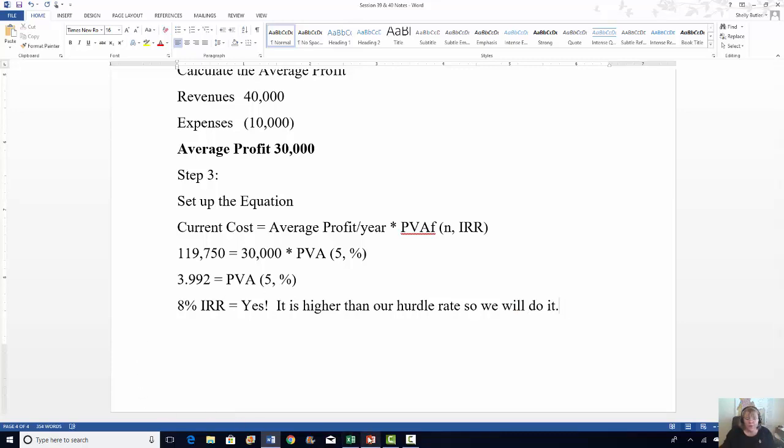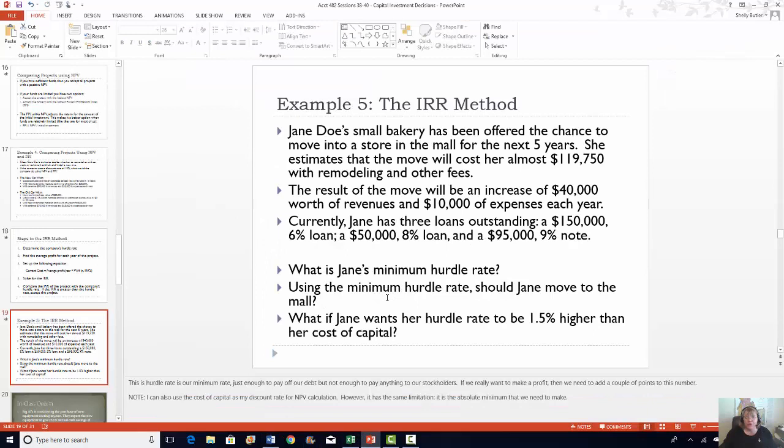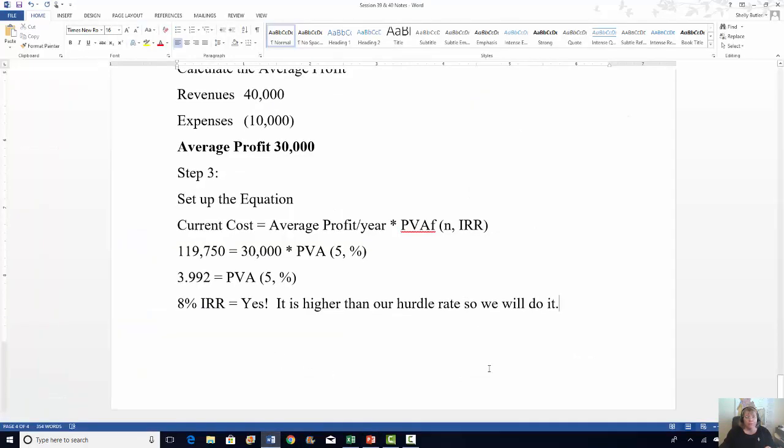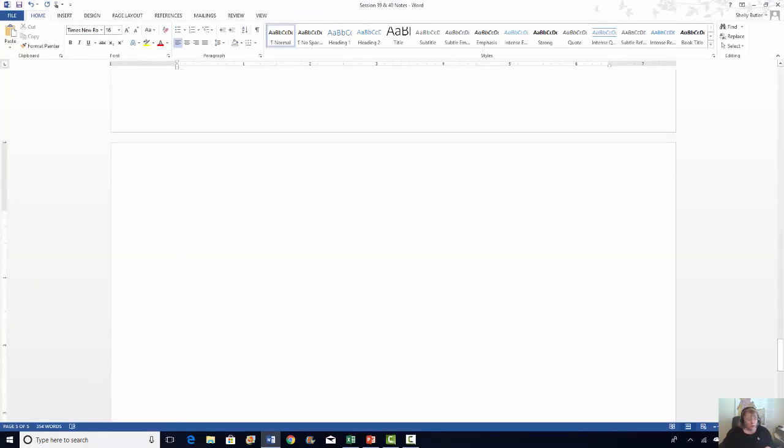Okay, so if we go back to the PowerPoint slide, it says using the minimum hurdle rate, should Jane move to the mall? Yes. What if Jane wants her hurdle rate to be 1.5% higher than her cost of capital? So, keep going here. So, if her hurdle rate is 7.31, but she wants to add 1.5%, that's going to give her 8.81%. And businesses do this. They want even more money than, they think that the work and the moving and the expenses aren't going to be worth it if you just come above your hurdle rate.